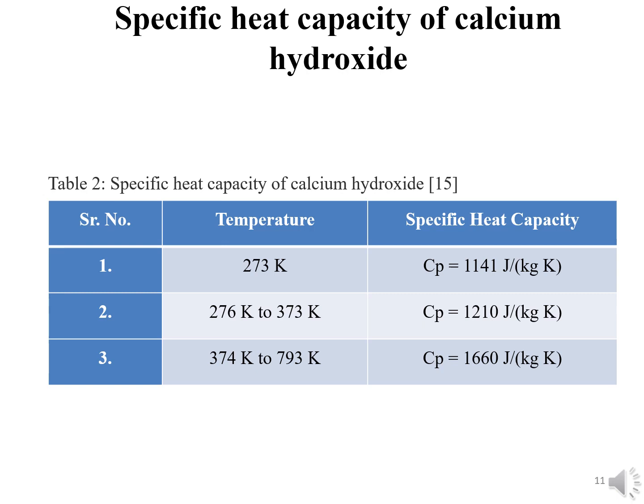As the researchers performed, various specific heats were measured based on their temperature range. As we can see, when the temperature of calcium hydroxide was 273 Kelvin, its specific heat was 1141 joule per kg Kelvin, and it increased as the temperature increased.